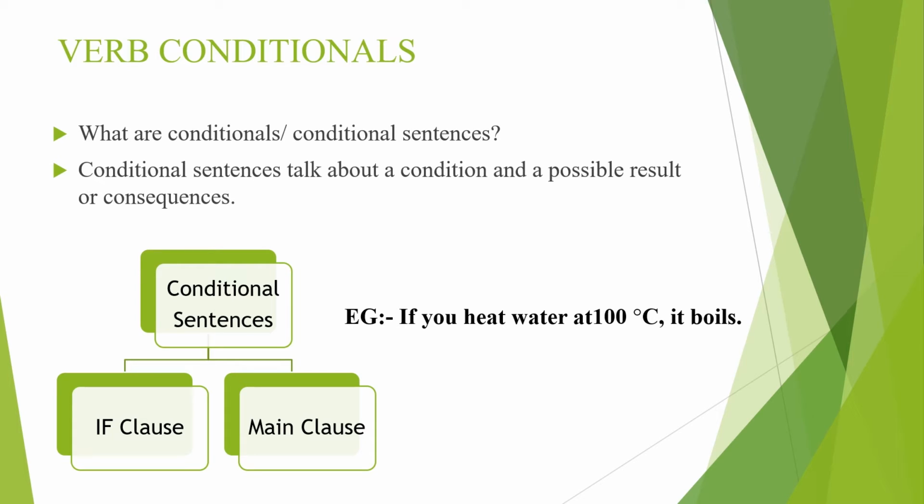So conditional sentences have two kinds of clauses, the if clause and the main clause. In the if clause, the particular condition is given, and in the main clause the results are shown. With the help of an example, I'll explain. The example I've used here is, if you heat water at 100 degrees Celsius, it boils. In this example, you can see that heating of water is the condition given, and boiling is the result.